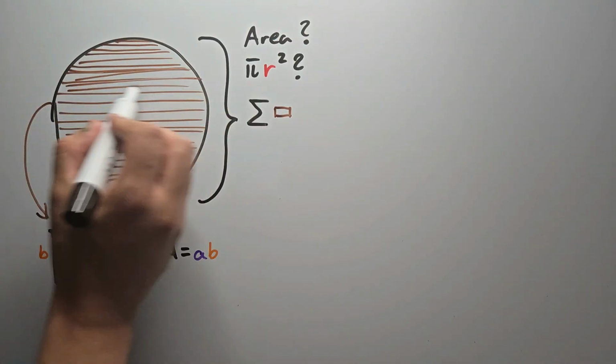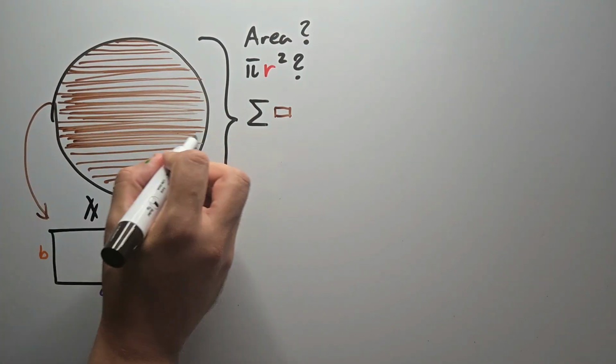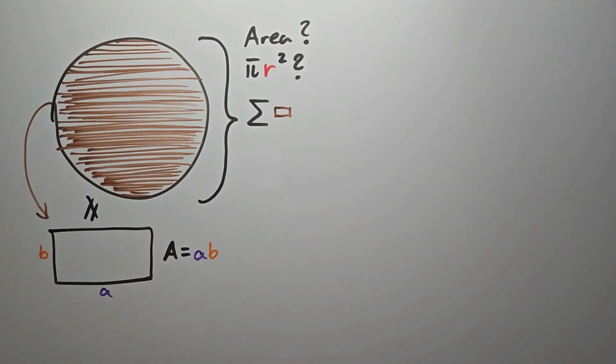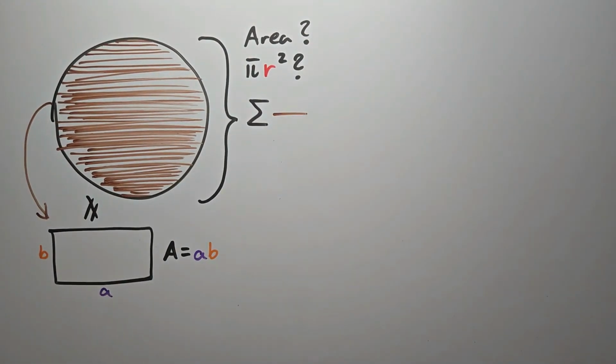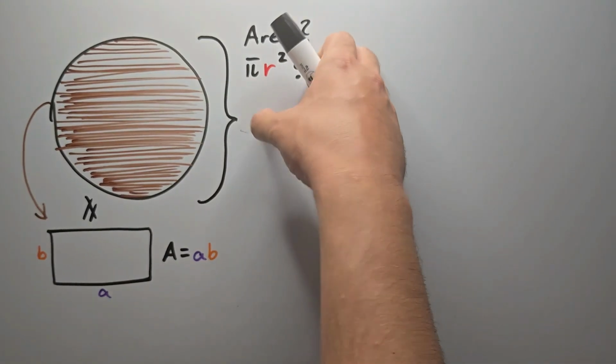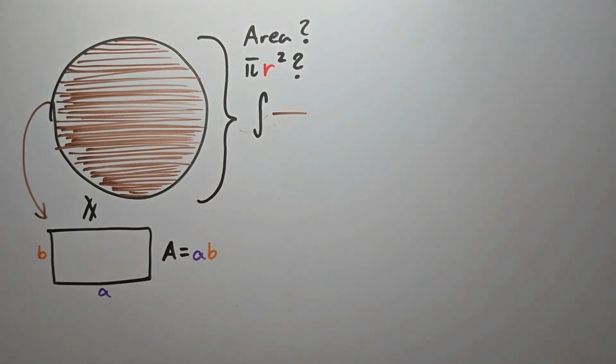In fact, we could start cutting so finely that our rectangles actually become lines. So now we're adding up infinitely many lines to get the area of our circle. We call this process integration, and we denote it with this funny S symbol here.